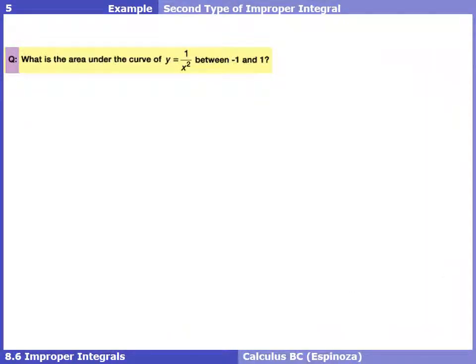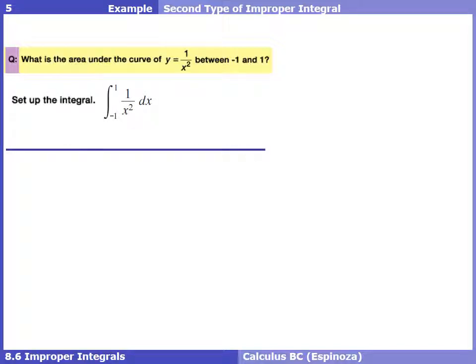Okay, in these last two slides, we're going to take a look at the second type of improper integral. But before we talk about what type that is, let's take a look at the question that's going to get us to seeing that second type of improper integral. We want to again find the area under the curve of 1 over x squared between negative 1 and 1. So I think we could have easily done a problem like this way back in chapter 4 once we understood that a definite integral was telling us to find area.